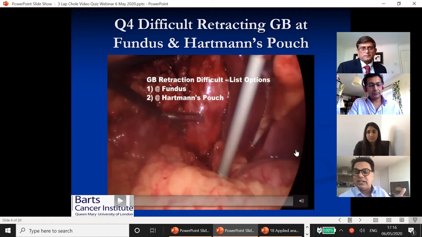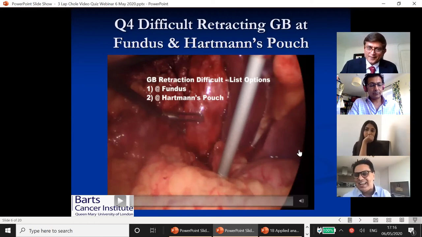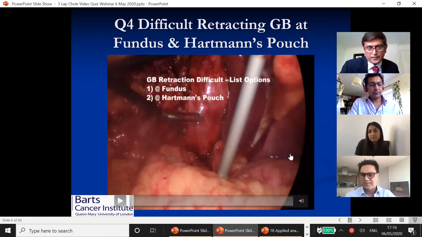Sometimes, conversely, that bit's difficult and the other bit's actually easier. Because it's inflamed at the top end, when you get down to the other part, it's actually softer for some reason. And we see that sometimes. So the thing about emptying the gallbladder out, if you're having difficulty retracting it.